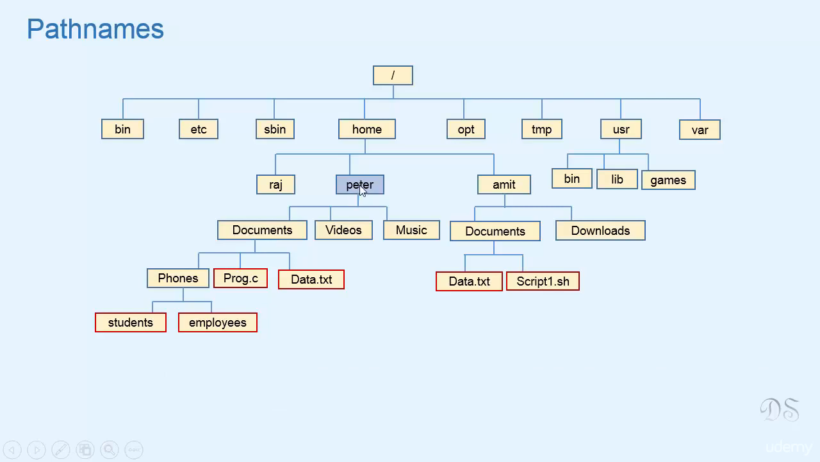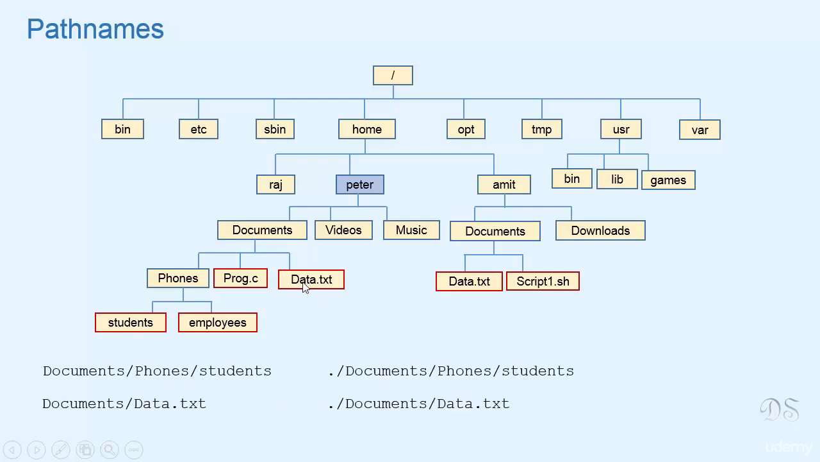Now suppose you are in this directory Peter. So for accessing this file students, you can write either this or this. For accessing this file data.txt, you can write either this or this. And for accessing this directory music, you can write either this or this. These notations are equivalent. This one without the dot is generally used for the obvious reason that we don't have to type these two extra characters.